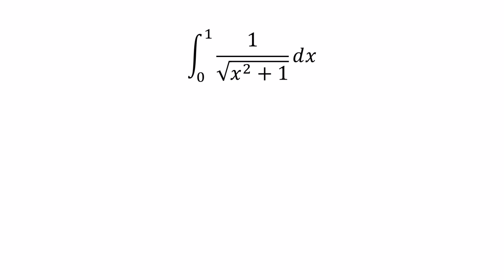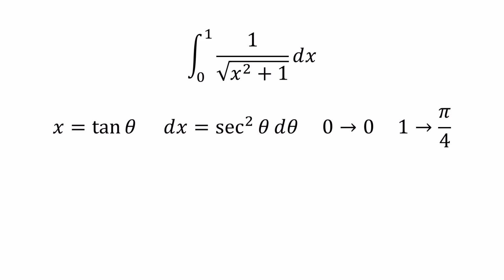Next, we evaluate the integral from 0 to 1 of 1 over the square root of x squared plus 1 dx. To begin, we let x equals tangent of theta. The differential is then dx equals secant squared of theta d theta. Under the substitution, 0 goes to 0 and 1 goes to pi over 4.